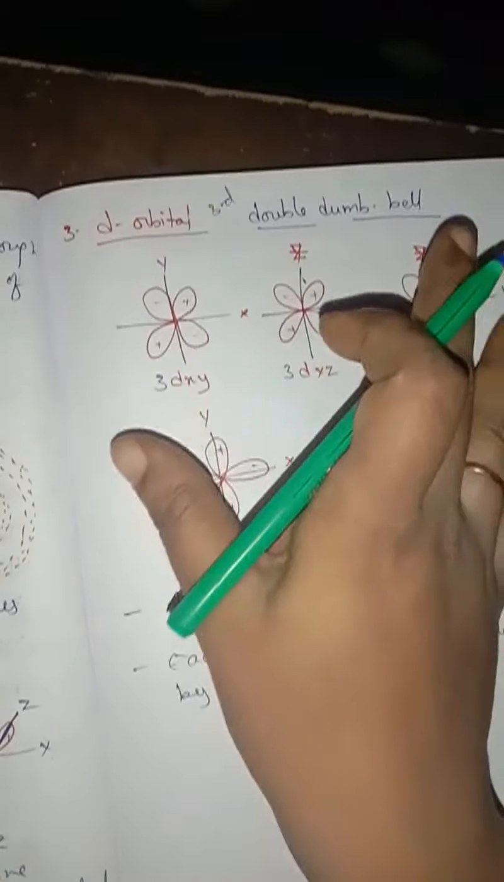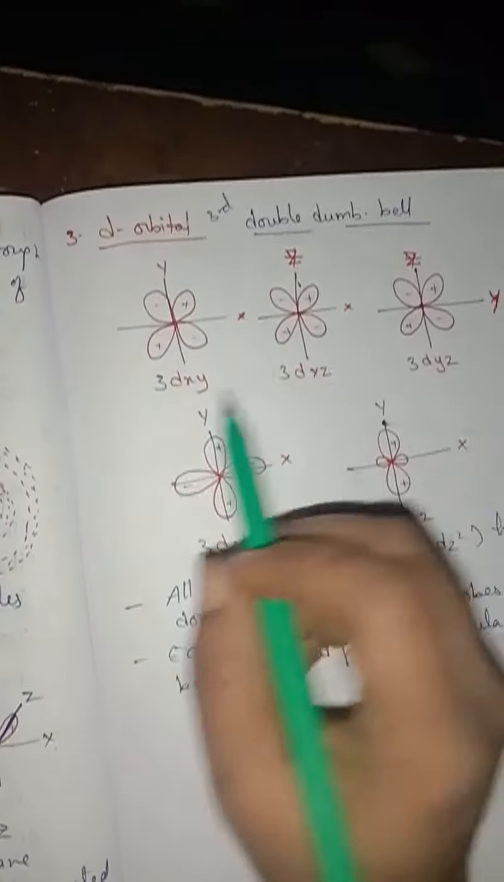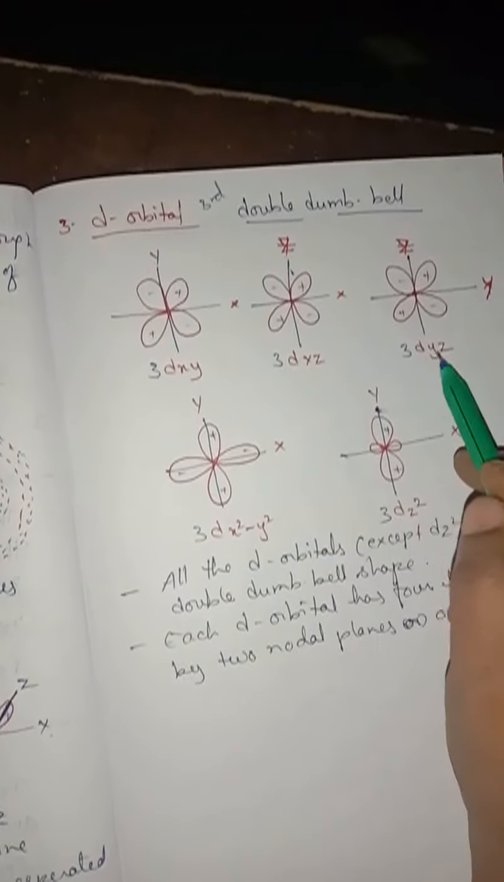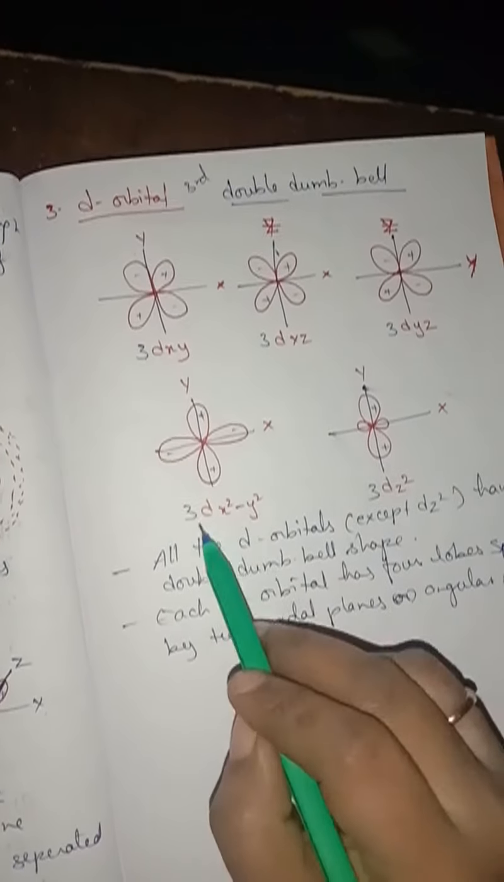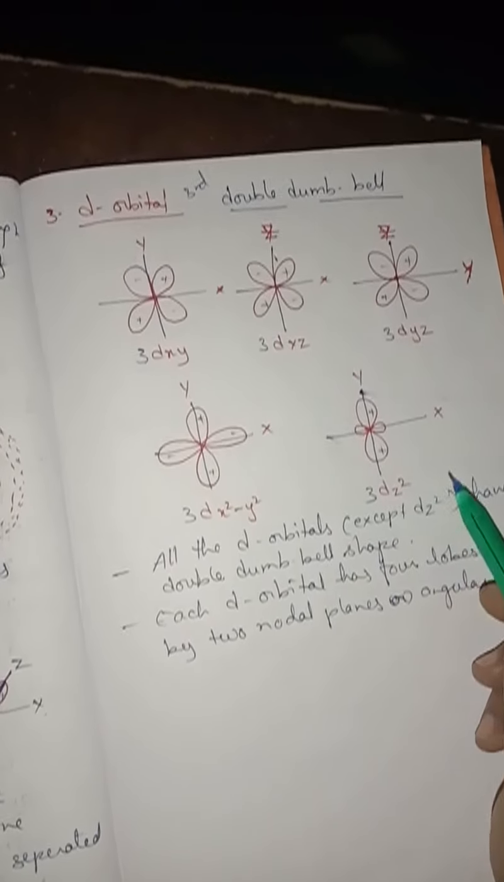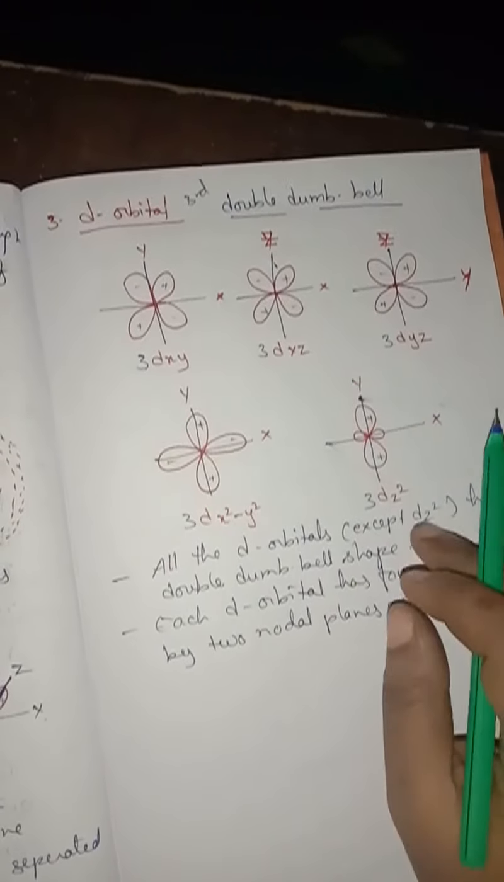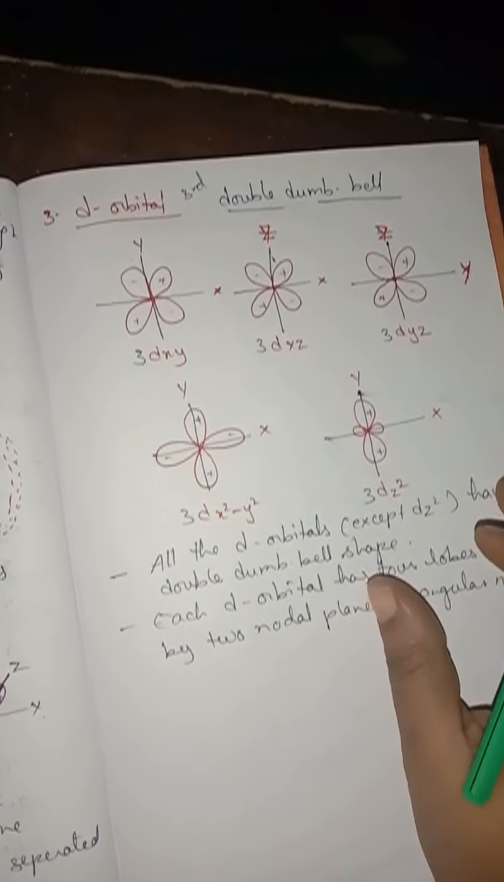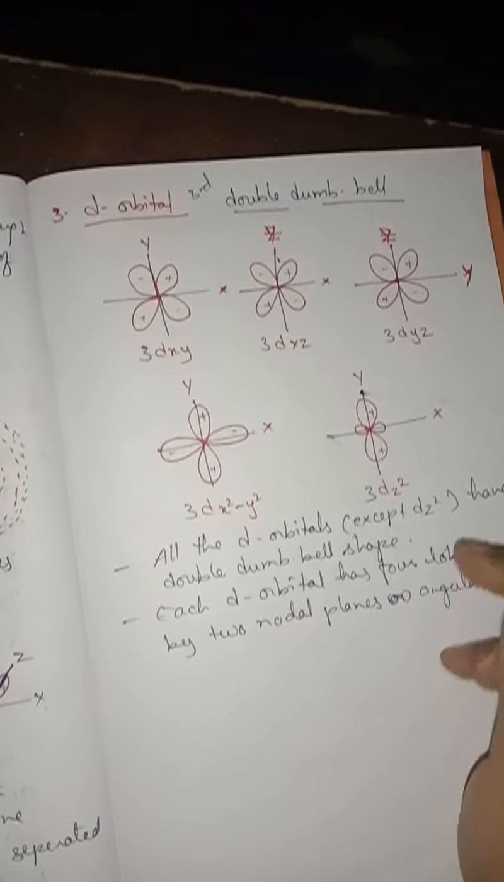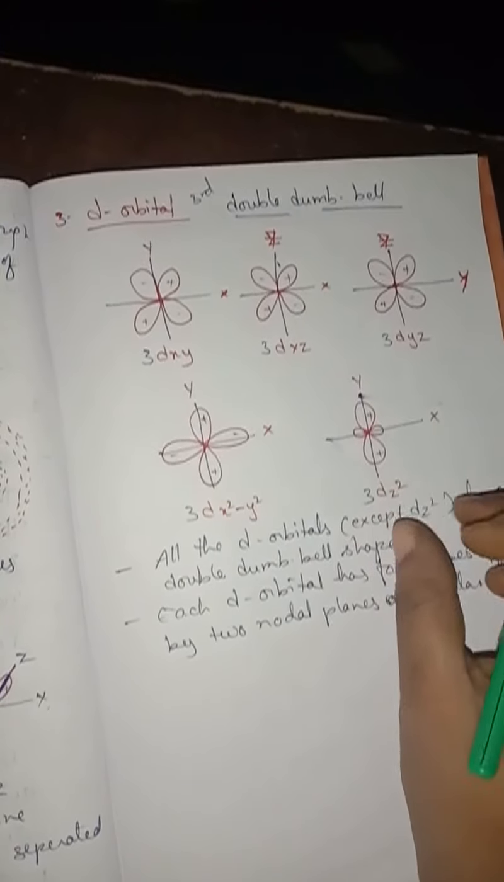They are given the names 3dxy, 3dxz, 3dyz, 3dx²-y², and 3dz². For the dz² orbital, the m value is taken as 0.